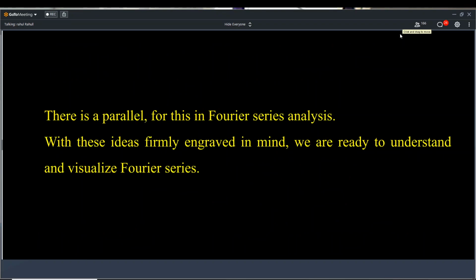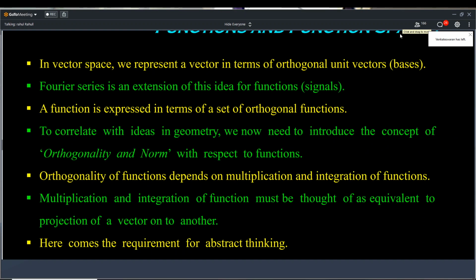Now, a similar analogy is also present in the case of the Fourier series. And for this, we should look at another term, that is functions and function spaces, similar to vector spaces. In vector space, we represent a vector in terms of orthogonal or orthonormal vectors, which we call a basis. The Fourier series is also an extension of this idea. It means we say that a function is expressed in terms of a set of orthogonal functions. And which are the orthogonal functions? Sines and cosines.